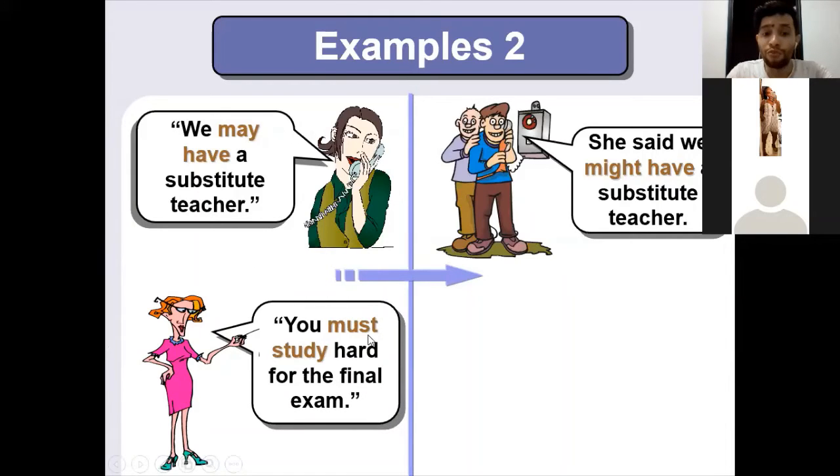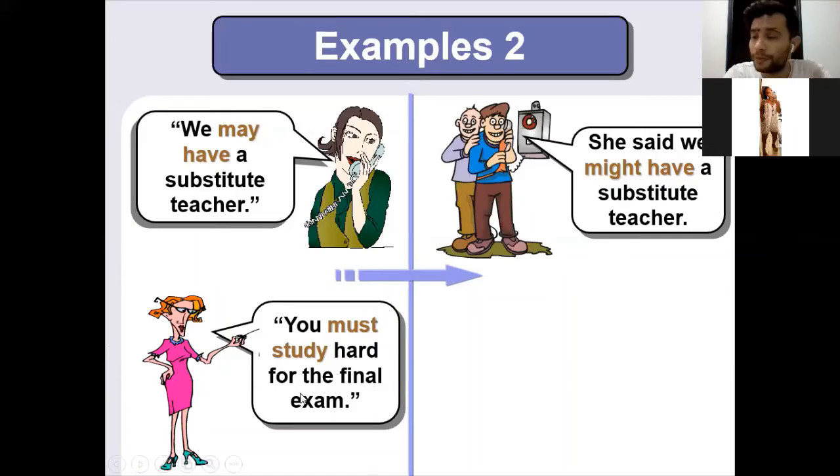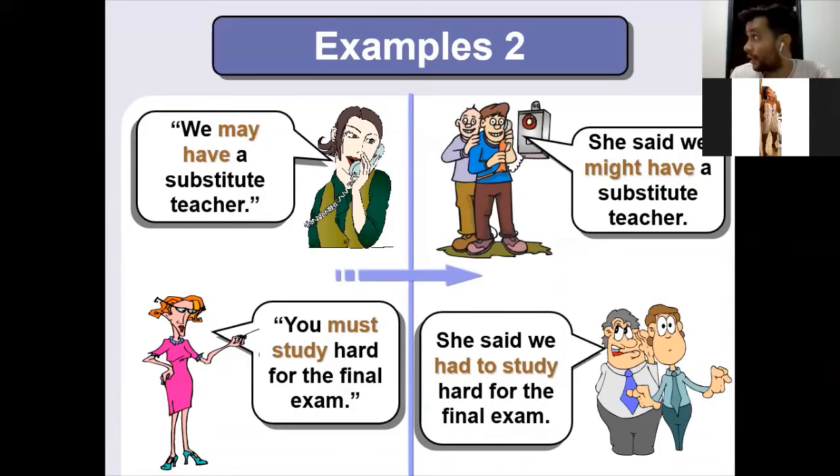Another woman. You must study hard for the final exam. This is a hidden message for you. All right. You must study hard for the final exam. What do you think is the reported speech? He said you had to study hard for the final exam. Excellent, miss. So she said we had to study hard, or you had to study hard in case of one person, for the final exam. Excellent, right? So is it clear so far, with the second part? Yes. All right.